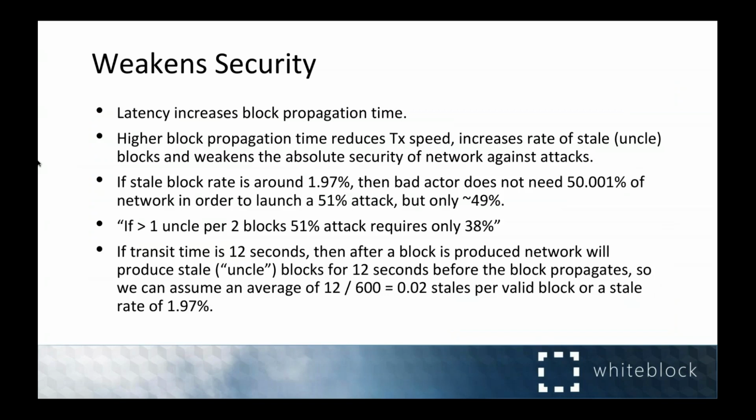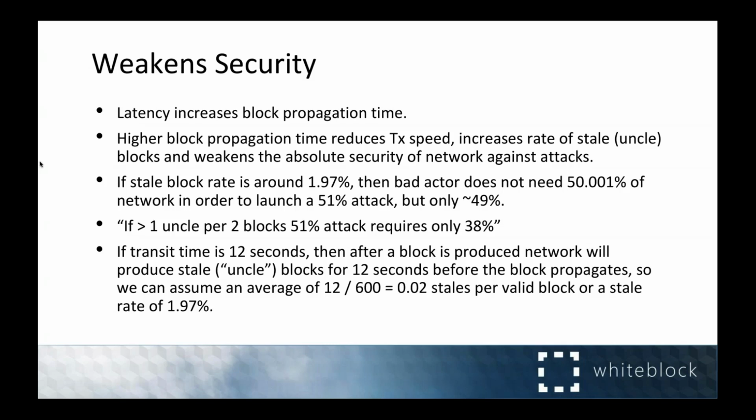Higher block propagation time reduces transaction speed, increases the rate of uncle blocks, which are stale blocks, and it weakens the absolute security of the network against attacks. So if the stale block rate is around 1.97%, then the bad actor won't necessarily need 51% control of the network in order to launch a 51% attack, but it would actually require less.